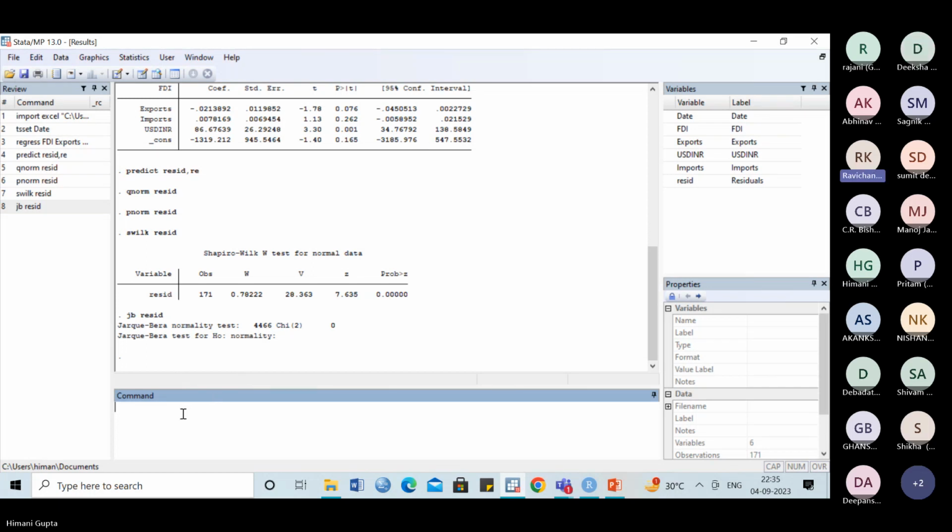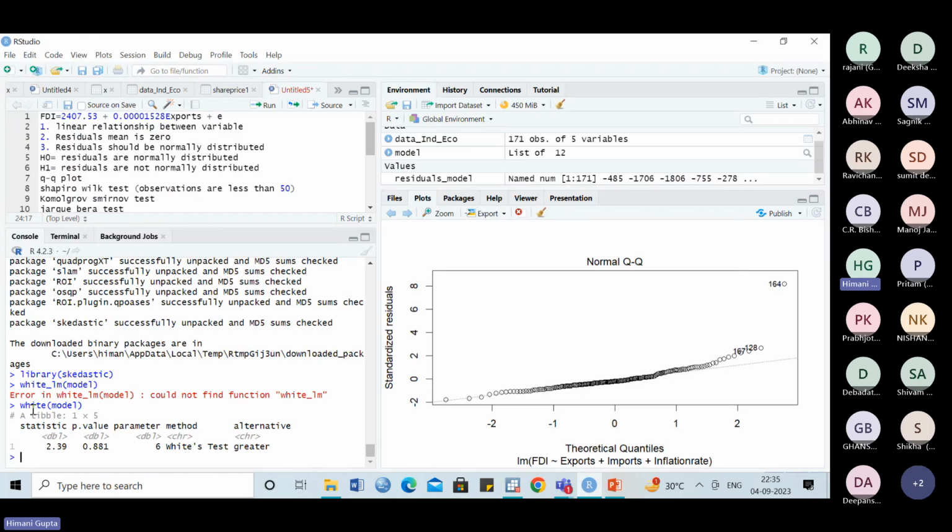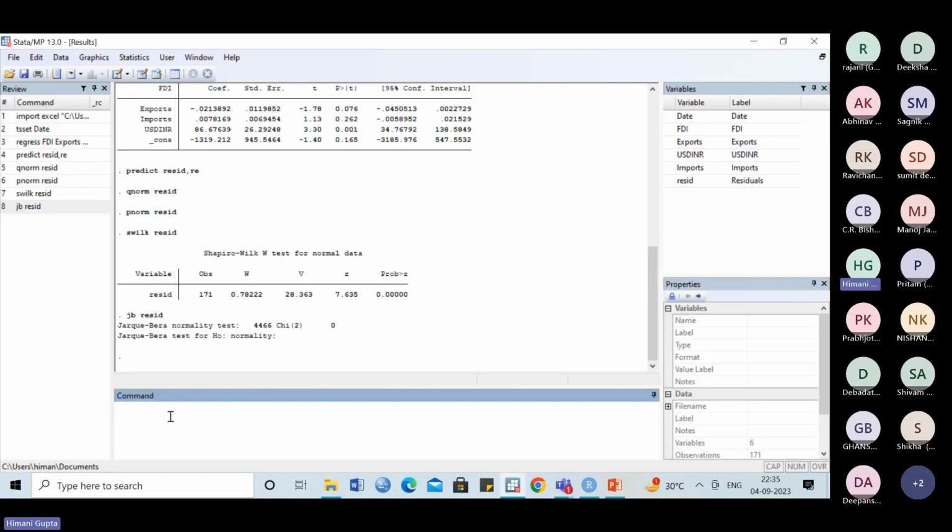Okay, next we will be checking whether your residuals have homoscedasticity or heteroscedasticity. We have used the White test, which I recently used. You will see over here, this was the White test that we have used. Similarly, we will be using the White test in Stata also.